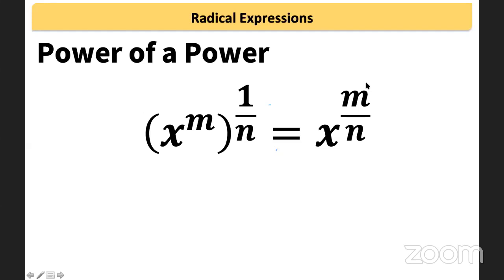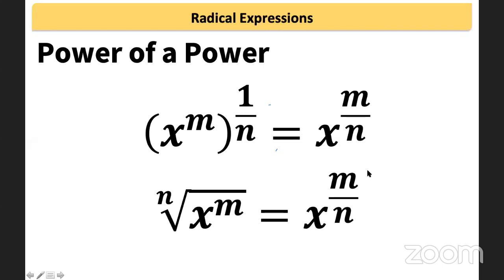Meron kang rational exponent na m over n. So another way of writing this one, itong nasa taas is itong nasa baba. Okay? Kung saan itong denominator mo, siya yung index mo, right? Remember from the definition ng radical expression. So here we have nth root of x raised to m. This is just equal to itong nasa taas din. Kasi basically itong naka-exponent form, ginawa lang natin siyang radical form.